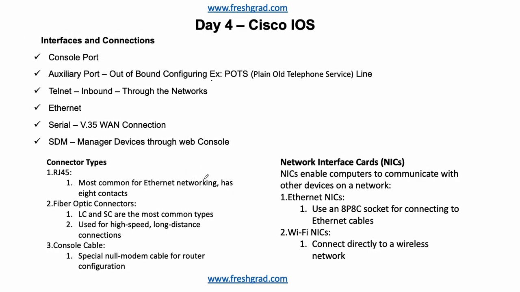So now, Cisco IOS interfaces and connections. Cisco IOS has a console port. This is most commonly used when you want to initially set up any routers or switches, right? It has an auxiliary port. The auxiliary port is an out-of-band configuration port for plain old telephone service lines, and it's connected to a modem using a null modem cable.